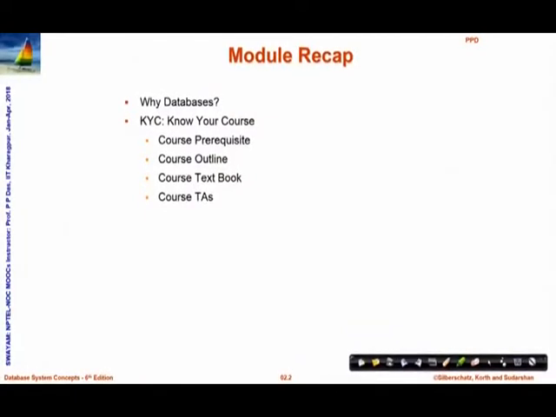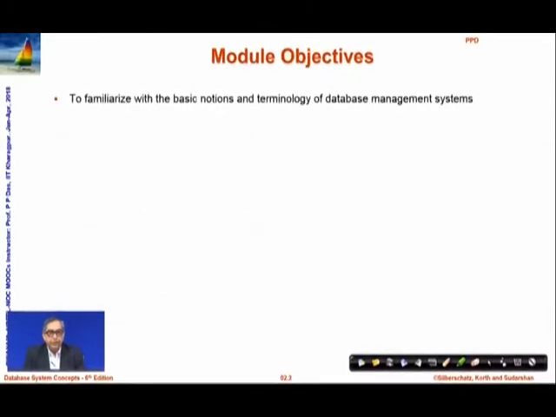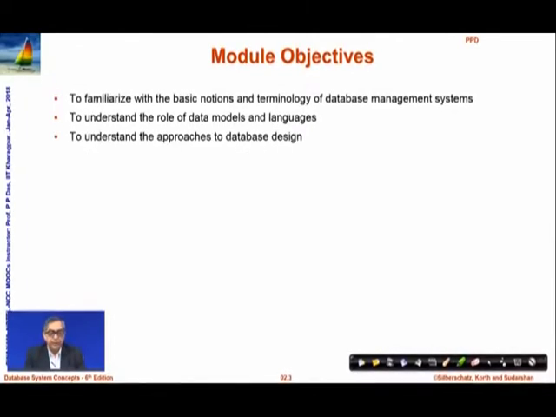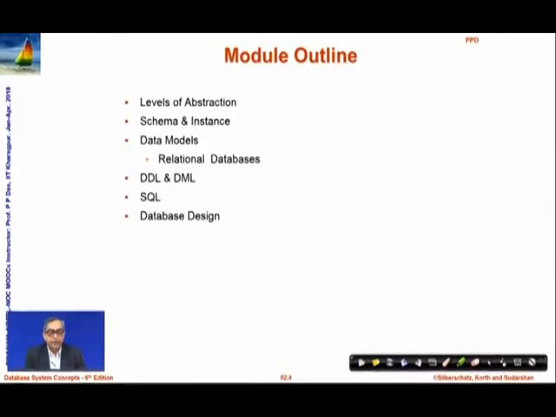Just to quickly recap, in the last module we discussed why we need databases, and we introduced you to different aspects of the course. In view of this, in this module we would familiarize you with basic notions and terminology of a database management system, just at an introductory level. We will try to understand the role of data models and specific languages for database systems, and we would also outline the approach to database design.